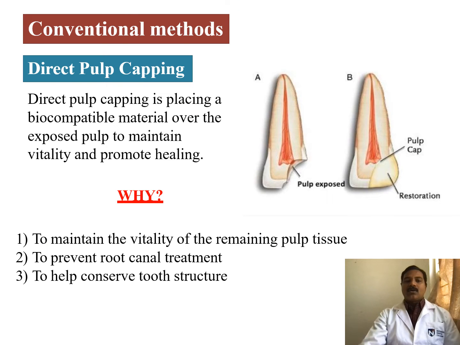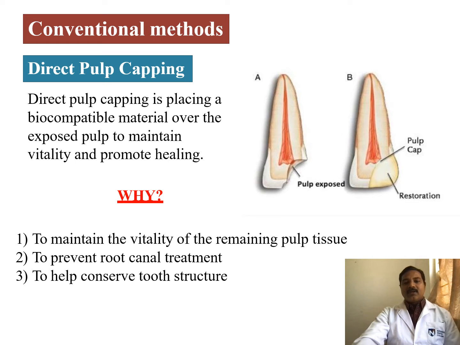Let us now talk about direct pulp capping. So what exactly is direct pulp capping? It is a procedure wherein a biocompatible material is placed over the exposed pulp to maintain the vitality and promote healing. Why do you do this? You do this to maintain the vitality of the remaining pulp tissue, to prevent root canal treatment, and also to help conservation of tooth structure.